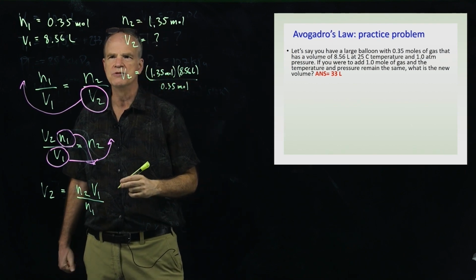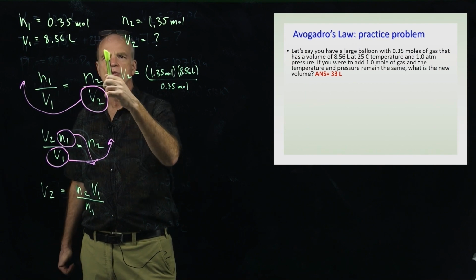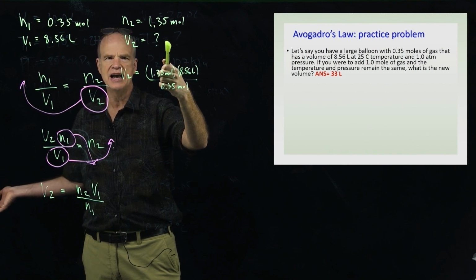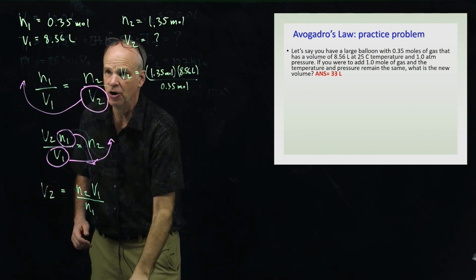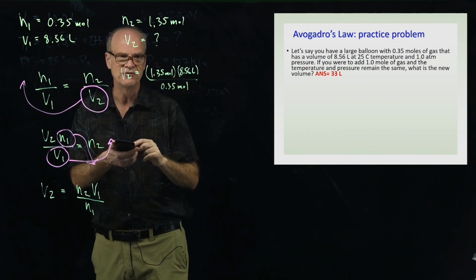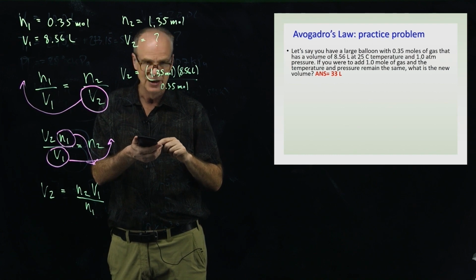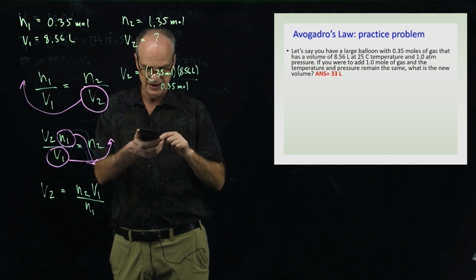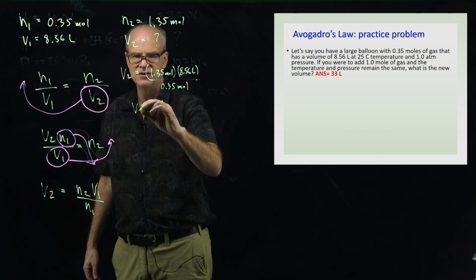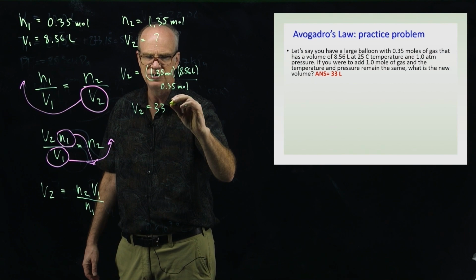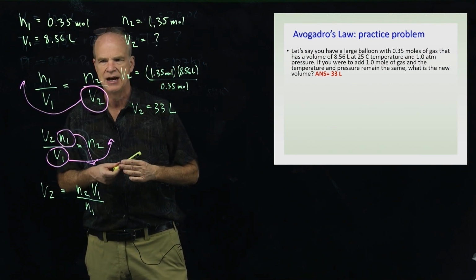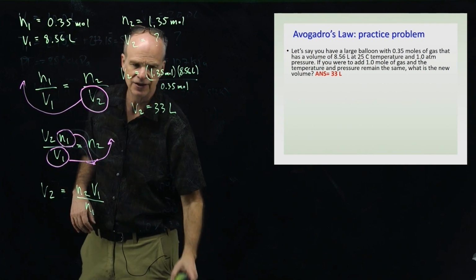So what I'm kind of hoping we'll see is that you can sort of look qualitatively at this problem, that if we're adding moles of gas to the gas that's already there, we would expect the volume to increase. So let's just hope that we get out an answer that is larger than the original volume of 8.56 liters. So let's see, it's 1.35 times 8.56 divided by 0.35, and I get 33 liters. So yay! That is consistent with what we would expect, that when you increase the moles of the gas holding the pressure and temperature constant, we would expect the volume to increase, and that's what happens. So that appears to be the correct answer. So we will move on.